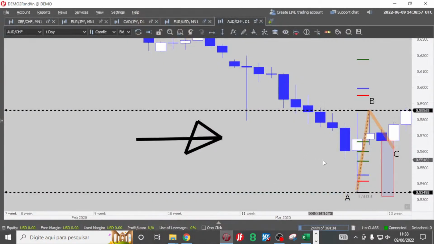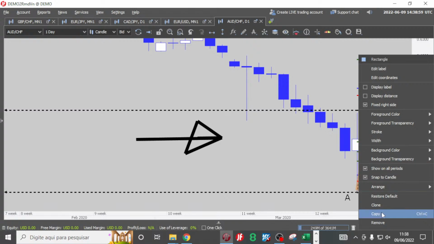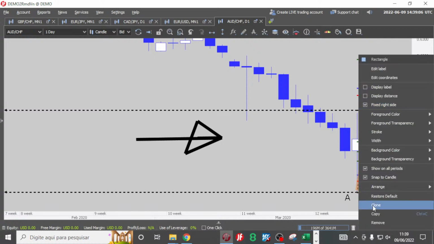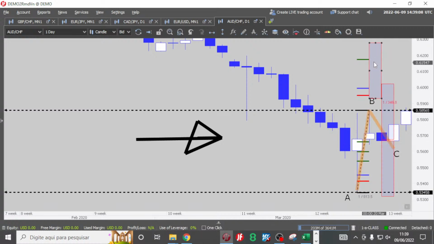Green, green, green, exactly. So this is our risk, this is our reward. So it's more than 1 for 1, right? It's 1 for 1.5, right? Maybe not the best. 1.2, green, green. A is the absolute low, yes sir.